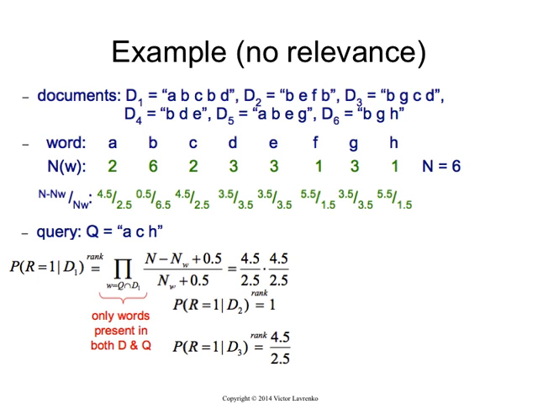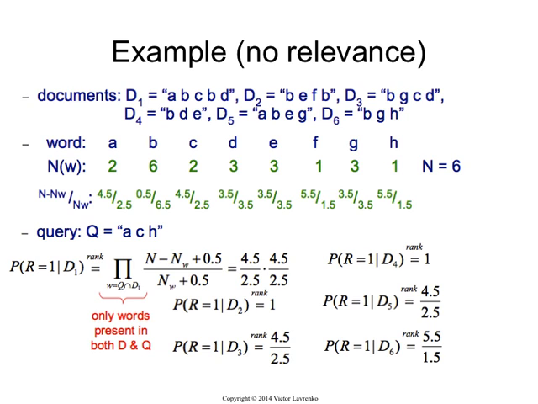For D3, it's only going to be term C, so it's going to be 4.5 over 2.5, and then for all the other documents it's going to look like that. So we get those scores. All of the other documents have exactly one word in common with the query, so it's very easy to compute that. And then once you've computed those probabilities of relevance, you would rank the documents based on them, and you would come out with the following ranking. So the highest ranking document would be D6, right?